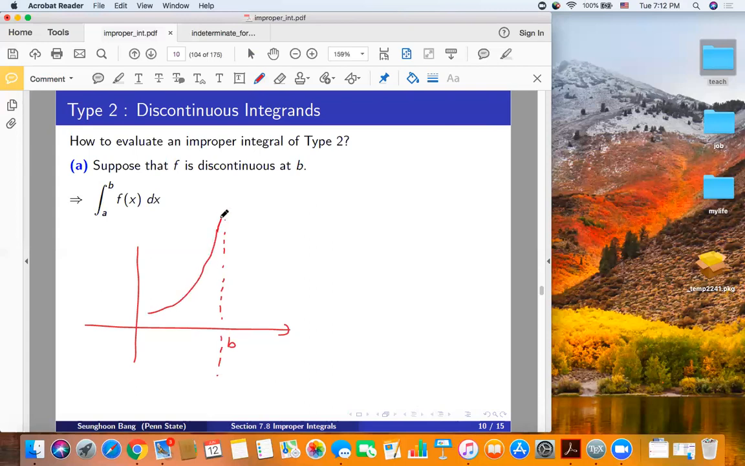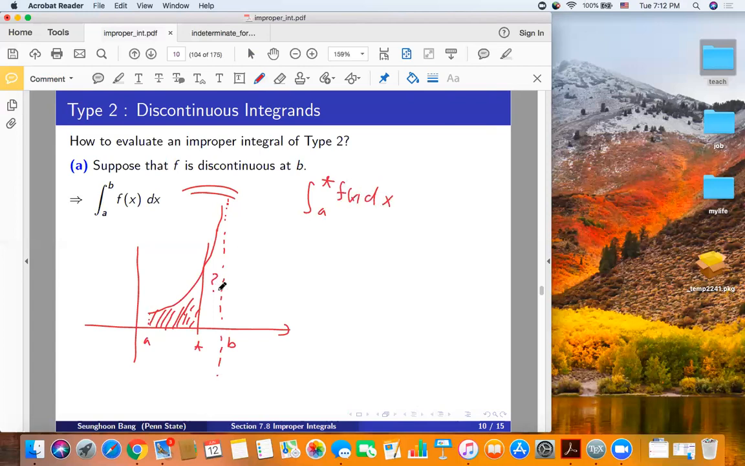The graph is like this. We have an infinite discontinuity from a to b. How can you calculate it? This is the idea. You have to cut here at t. Find this area first. This area is the integral from a to t of f of x dx.